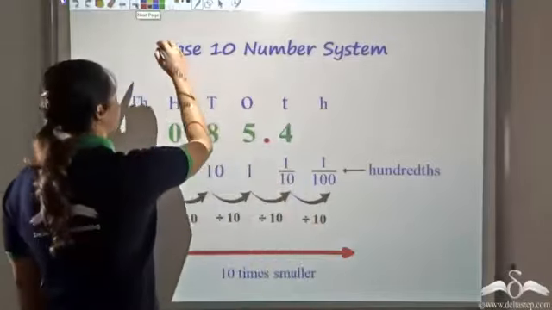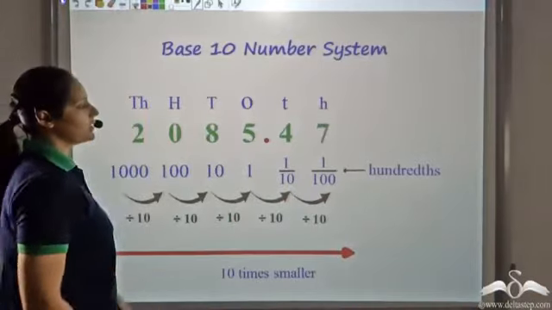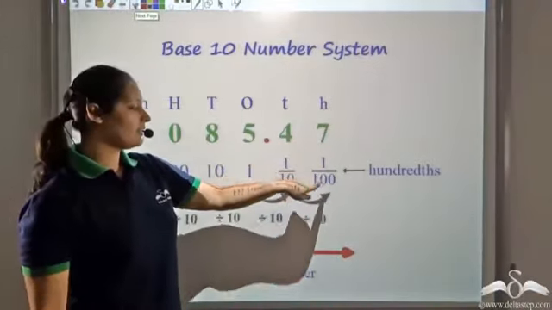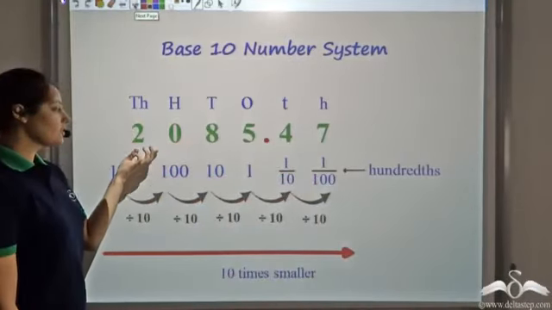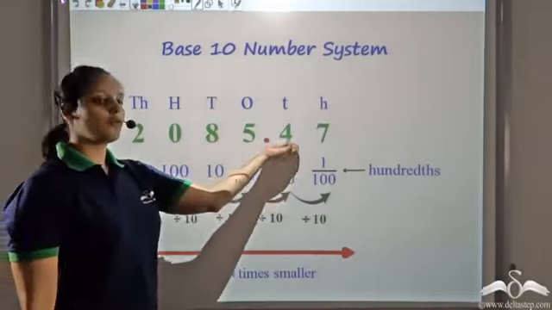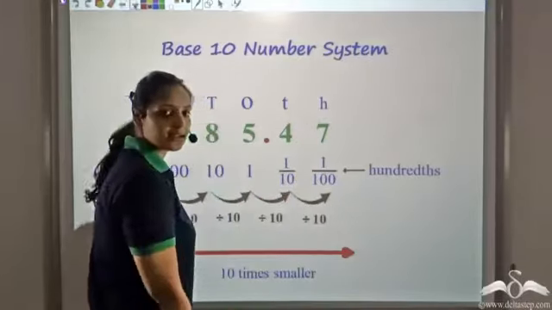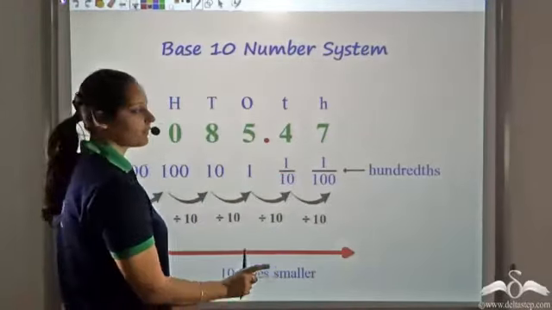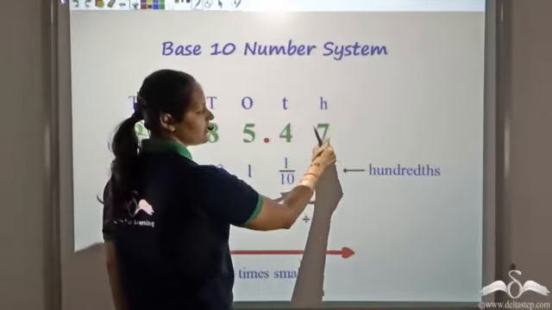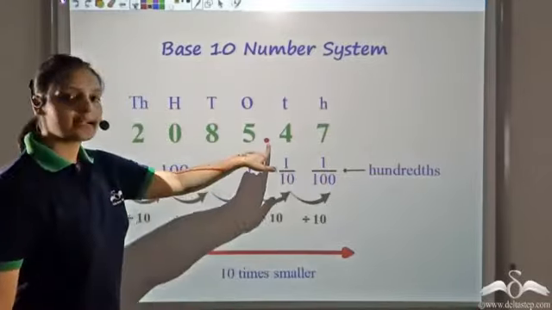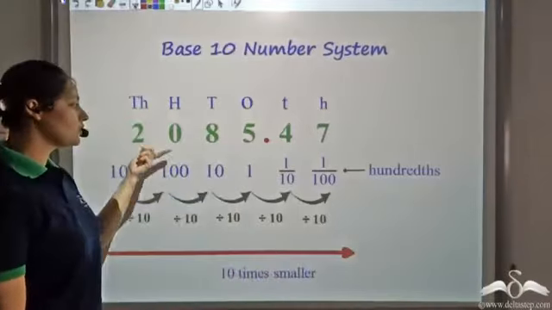This is represented by this small letter h. So any digit here, now this represents 7 times 1 by 100. This number would be read as 2085.47. Remember that after the decimal point, we read the digits as they are. We do not call this 47, because this is not ones, this is hundredths. This is 4 tenths plus 7 hundredths. So after the decimal point, we do not read it together. We read the digits separately.